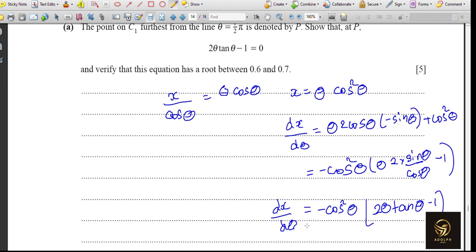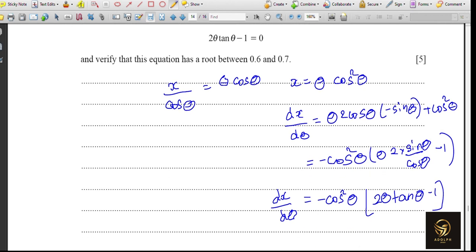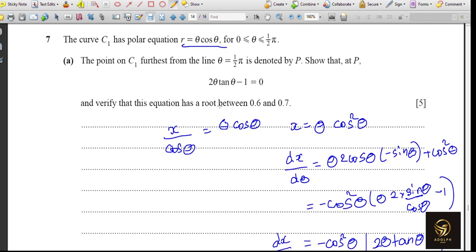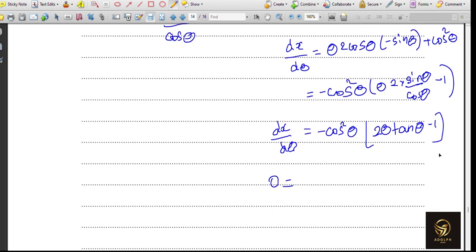Suppose in certain cases the differentiated value of dx will be 0. If it's a turning point, they didn't mention it, but it can be, we are just checking it. If this is 0, obviously cos is not going to be 0, because if they said it is furthest from the theta equal to pi by 2 line, then at the maximum theta is not pi by 2, and cos is not 0. So there are no possibilities for this cos square theta being 0, so this value must be 0. So 2 theta into tan theta minus 1 equals 0. And that's what we have to prove.